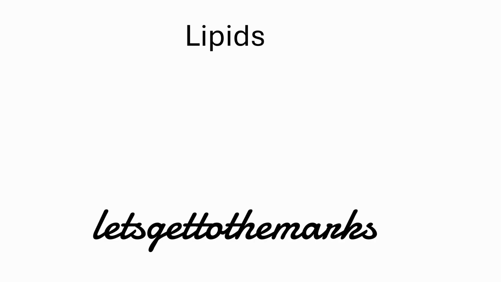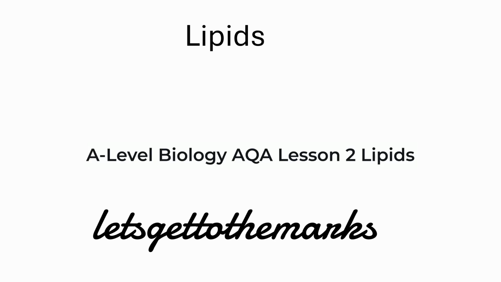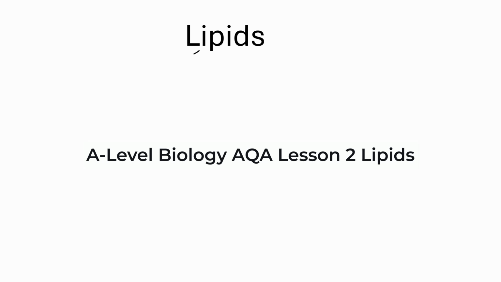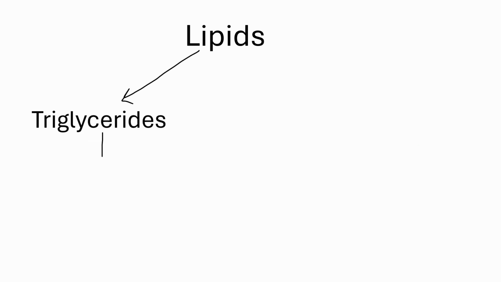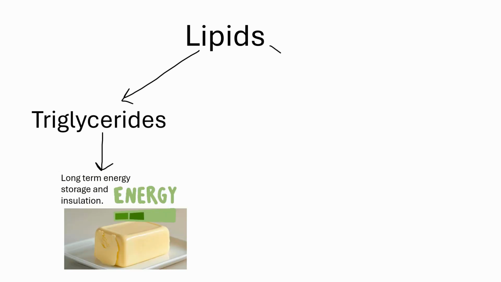We're looking at A-Level Biology Lipids. This is lesson 2. In A-Level Biology, we split lipids into two main categories: triglycerides and phospholipids. Triglycerides are a long-term energy solution. They're a storage molecule that contains lots of bonds which can be released for energy. They're also used for insulation.